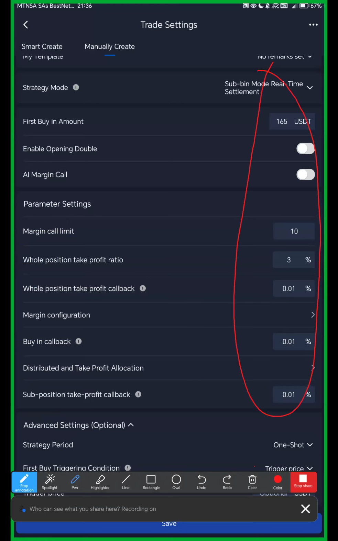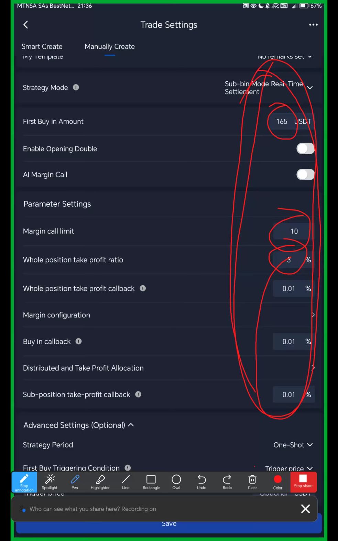You know how to set your first buy-in amount. You know how to set your margin calls. You know where to put your take profit. All these settings are already there. In my mind, you have already set them, because I don't want someone to ask me to give them a setting for $100. I'm not teaching that today. So all these settings are correct.